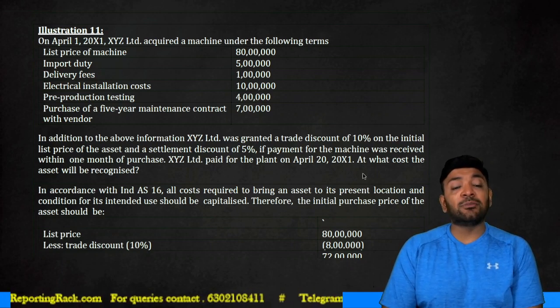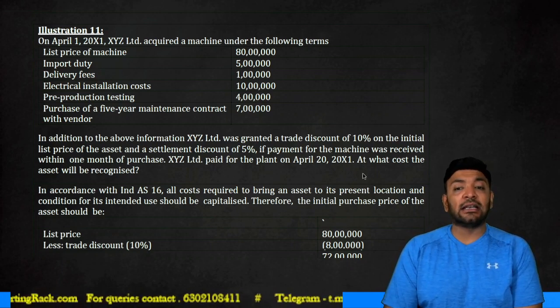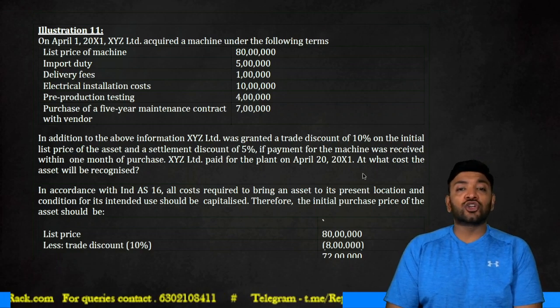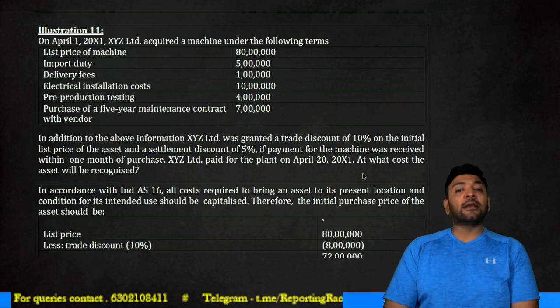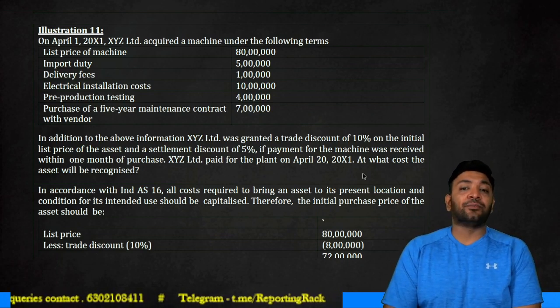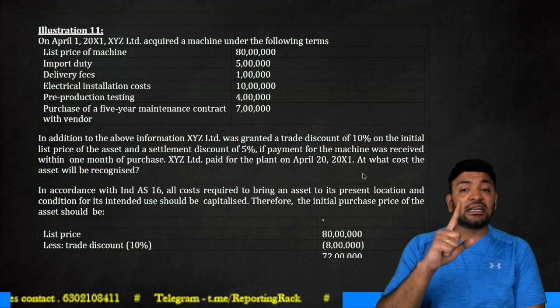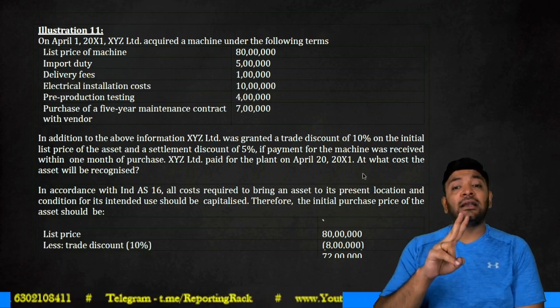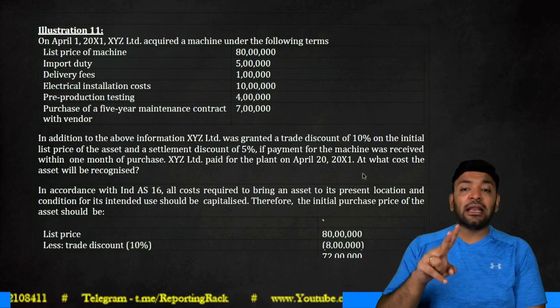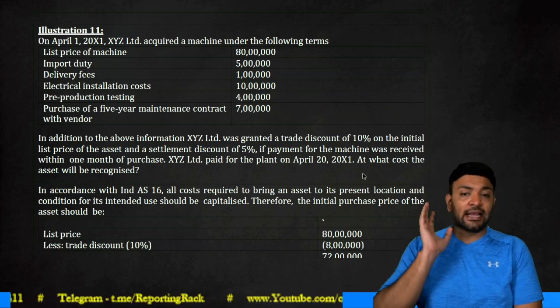That means he was eligible to receive that 5% settlement discount. At what cost should the asset be recognized? Guys, if you observe, there are two types of discounts that are given in the question. The first discount is trade discount on the initial list price, and the second one is the settlement discount if you have paid the money for the machine within 30 days.